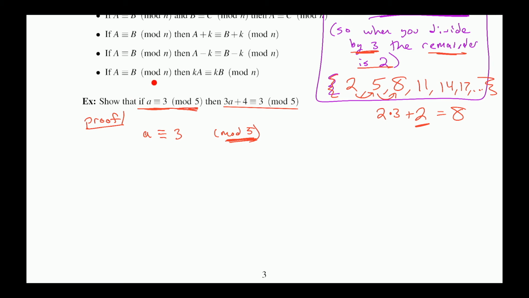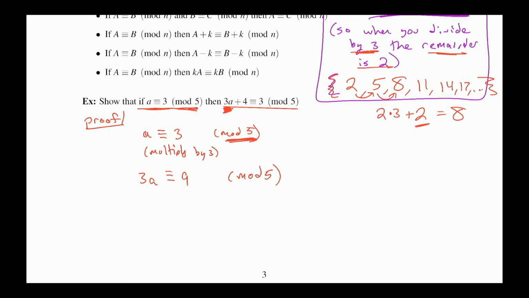This rule is saying if you have a congruence, you can multiply both sides by a constant. So if a is 3 and I want 3a, multiply both sides by 3. So just multiply both sides by 3. So you get 3a, and then multiply 3 by 3, and you get 9. And that, again, we're still looking mod 5.